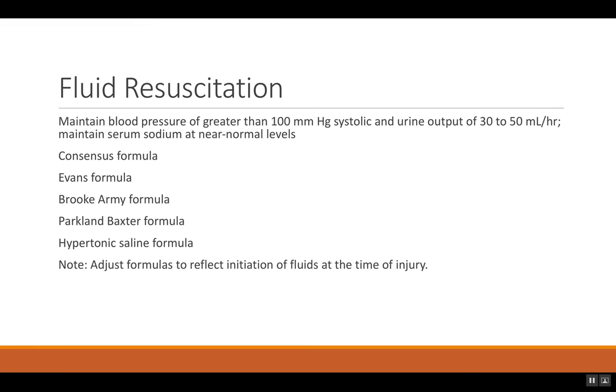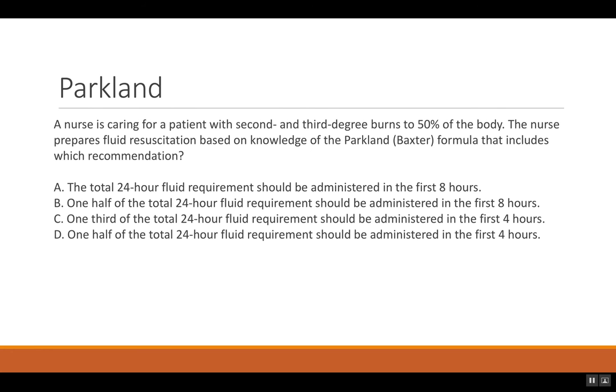Fluid resuscitation is another big thing. These are some of the different formulas. We're going to focus on the Parkland formula here. And when I give you formulas, that's really what I would test you on. I wouldn't test you on any of the others. So here comes the Parkland formula.